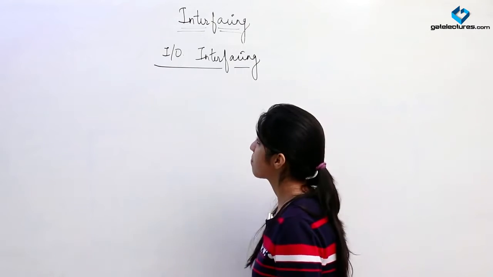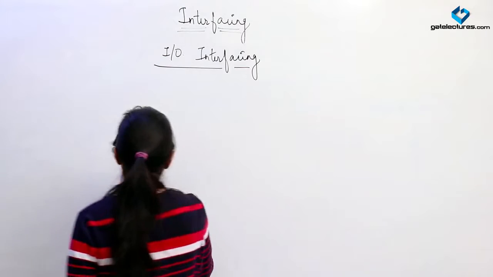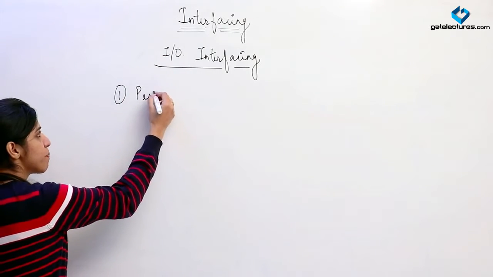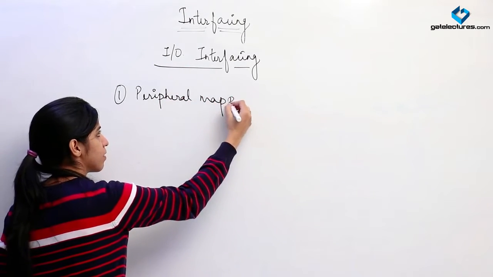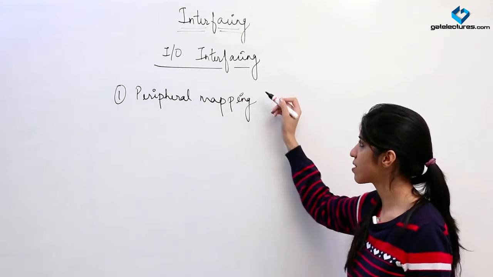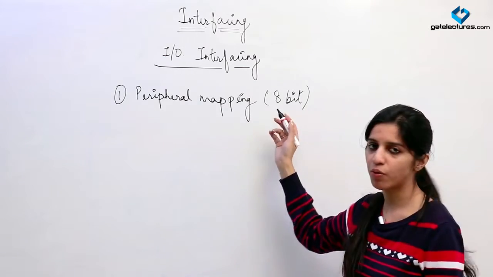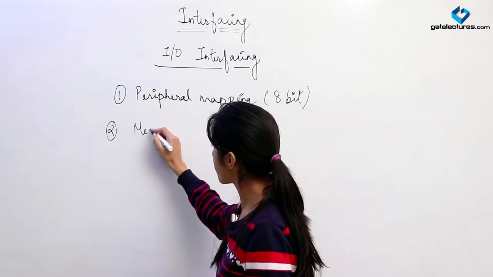Okay, so we have already seen memory mapping. Now we are looking at IO mapping, input output mapping. There are two types of mapping here. One is peripheral mapping. Peripheral mapping is where we are going to put input output devices. They are going to have an 8-bit address, and we are going to interface or map them. Second is memory mapping.